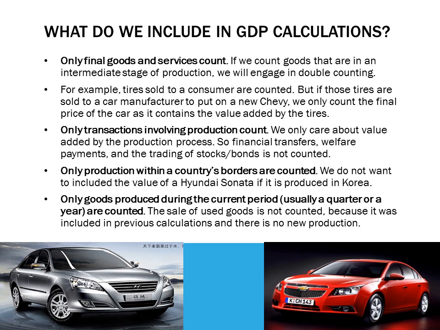Secondly, only transactions involving production count, because we only care about the value added by the production process. So financial transfers, welfare payments, and the trading of stocks and bonds are not counted. Thirdly, only production within a country's borders is counted. We do not want to include the value of a Hyundai Sonata if it is produced in Korea. And lastly, only goods produced during the current period, usually a fiscal quarter or year, are counted. The sale of used goods is not counted because it was already included in previous calculations and there was no new production.